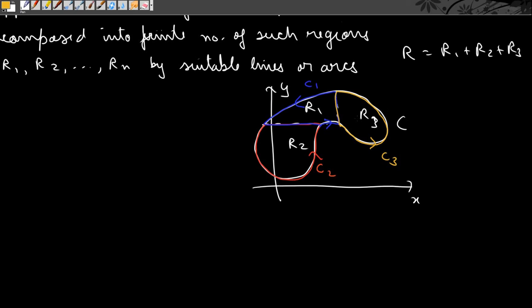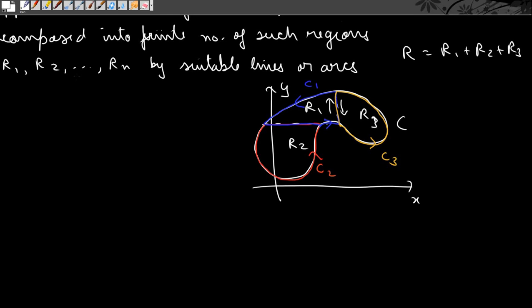Okay, so here you notice that when we integrate along C1, C2, C3 and add them up, it will simply be equivalent to integrating along the curve C, because in each of these regions, once we integrate in this direction and once in this direction, so that will cancel each other. It will become clear when we write down the equations.